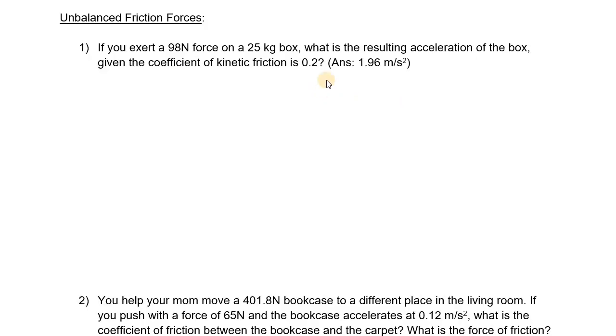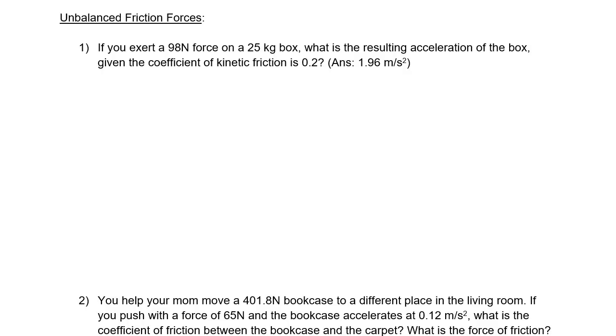So once again, what I want you to do is just follow along with me on problem number 1 on page 4. All right, so it says you exert a 98 Newton force on a 25 kilogram box. What is the resultant acceleration of the box given the coefficient of kinetic friction is 0.2? And we have an answer over here. Okay, so what are we doing? It looks like we're just simply exerting a force on a box, and we're trying to find out what the acceleration is given this coefficient of kinetic friction.